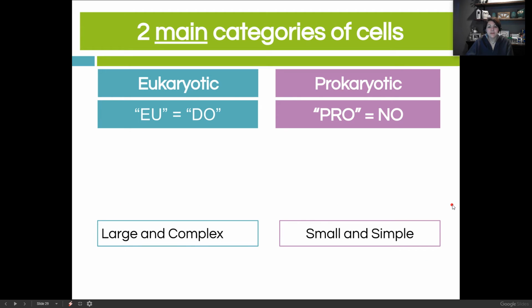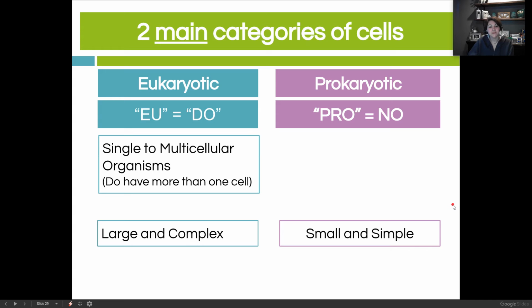All right, some other things that you will need to know about eukaryotic and prokaryotic cells. So remember, eu means do. They do have more than one cell, or at least they can. They can be single celled, but they can also be multicellular and oftentimes are. They are also larger and more complex.